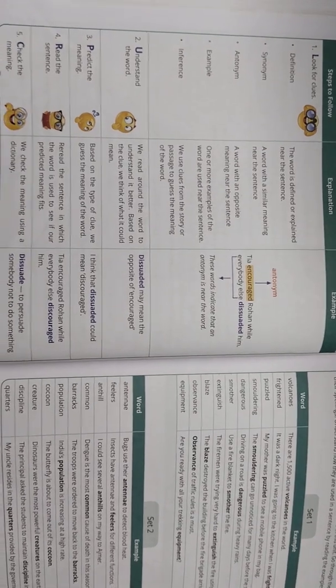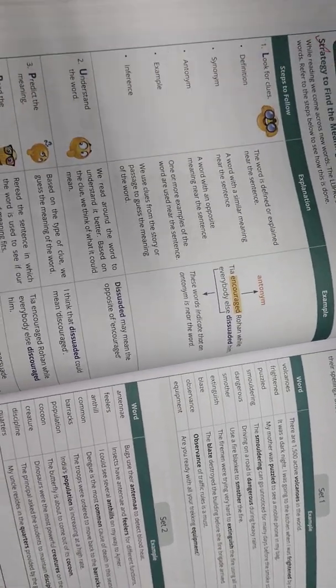Then here is another example, that is the strategy to find the meanings of new words. So here we will follow the LUPRC steps, isn't it? So first is L, for clues, which comes under definition, synonym, antonym, example, inference. So definition means the particular word was explained or defined in that particular sentence itself. So from that, we'll come to know the definition of that particular word.